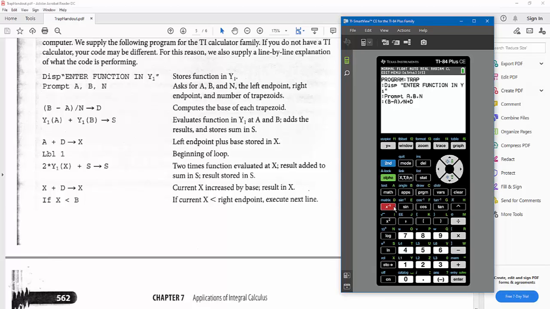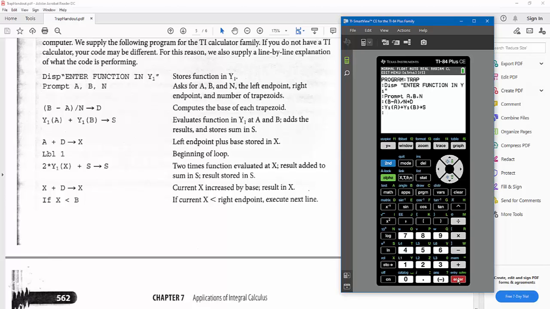So alpha D. So real quick, it tells you over here to the right what each line of code is doing. So I don't have to tell you because it's being told. Next, y sub 1 evaluated at A plus y sub 1 evaluated at B. That gets stored in S. So y sub 1, remember that's under vars, y vars, y sub 1 evaluated at A plus y sub 1 evaluated at B. That gets stored in S, so alpha S. Enter for a new line.